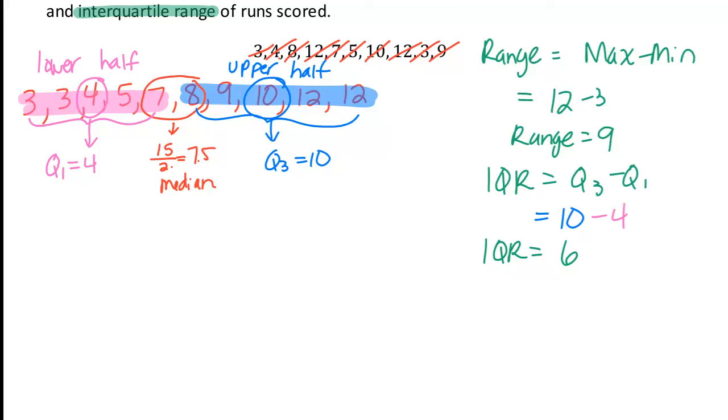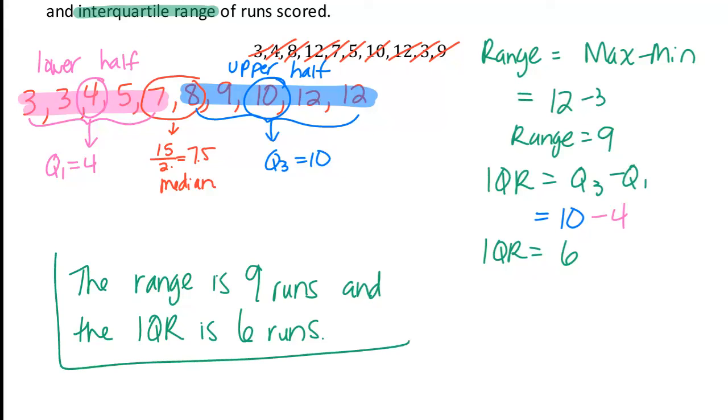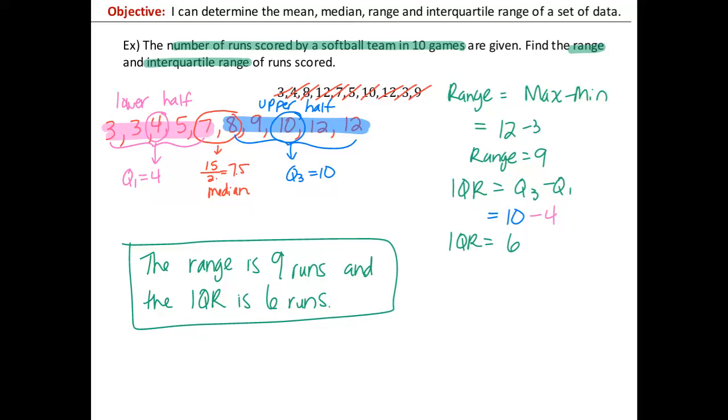And then don't forget to put it in context. We would say the range is 9 runs, and the IQR is 6 runs. Okay?